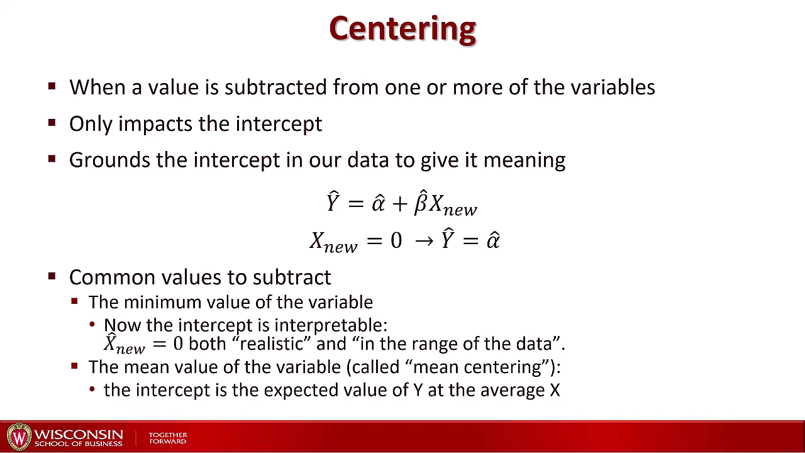The other case is when we subtract the mean value of the variable, that's called mean centering. In that case, the intercept is the expected value of y for the average x. So we could think of it as a representative x.